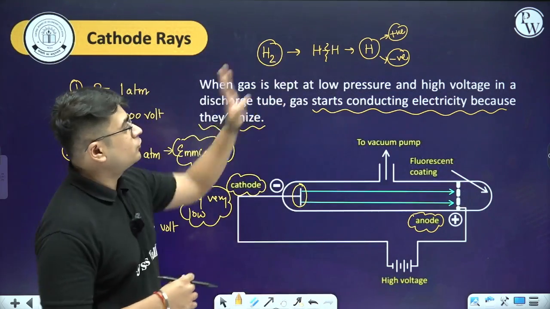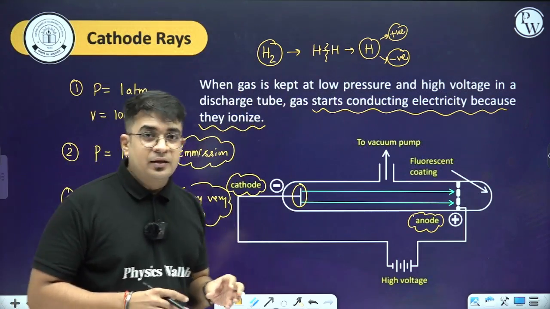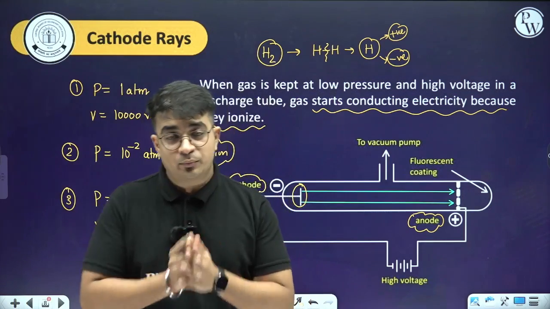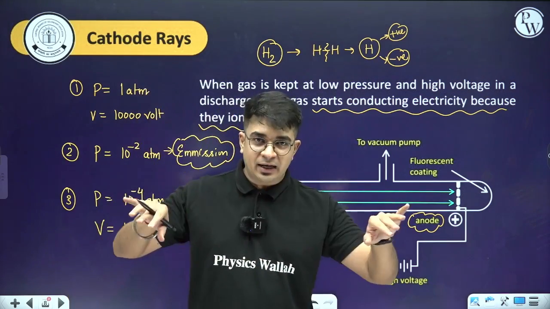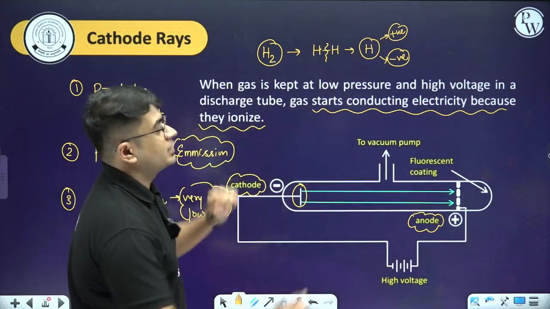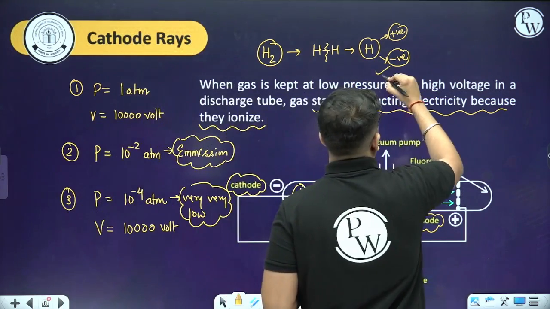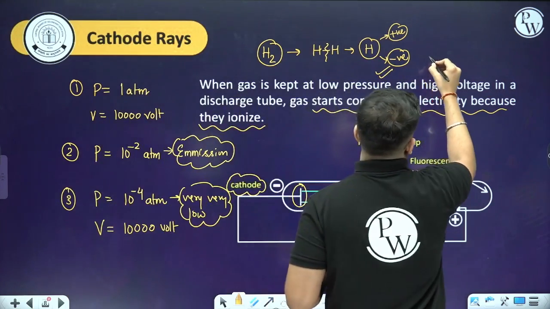But the experimentation was very easy. At very high voltage and very low pressure, the corresponding subatomic particles, which are your electrons and protons, just because of their different charges, are going to split and move to the different sides of the electrodes. I hope this part is clear. So in this experiment, the main focus was these negatively charged rays.